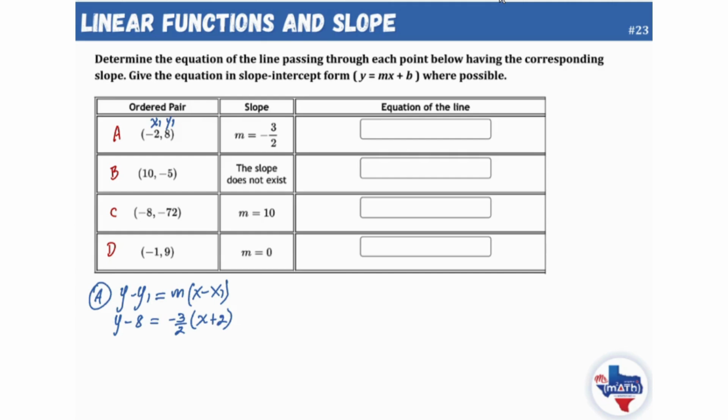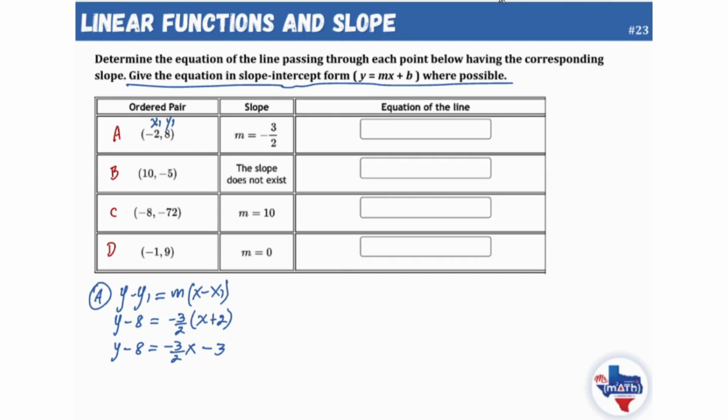Now, one of the parts of the question says give the equation in slope-intercept form where possible. It's basically almost all the time possible. So we're going to need to multiply. We're going to have y minus 8 equals negative 3/2 x, and negative 3/2 times the positive 2. The 2's will cancel out and this will be negative 3.